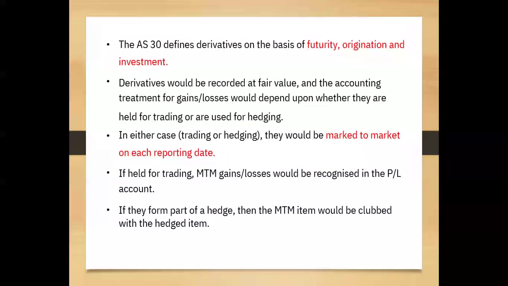Then accounting for derivatives. Accounting Standard 30 issued by ICAI prescribes the accounting treatment for derivatives. This again covers futurity, origination and investment, as defined in Accounting Standard 30. In either case, they would be marked to market on each reporting date. That is called MTM, mark to market on the reporting date. If held for trading, MTM gains or losses would be recognized in the profit and loss account. If they form part of the hedge, the mark to market item would be clubbed with the hedged item.